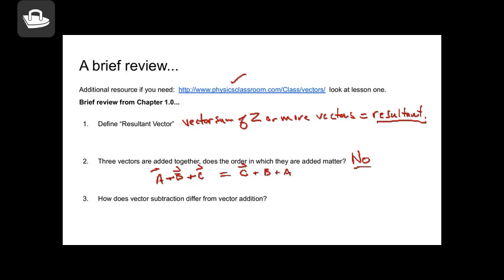How does vector subtraction differ from vector addition? It really doesn't. Essentially, if we want to subtract two vectors, that is equivalent to just adding them. But then, if we remember, we take the 180-degree flip of the second vector. So that's the 180-degree flip. So again, just a quick review of work that we've talked about before.